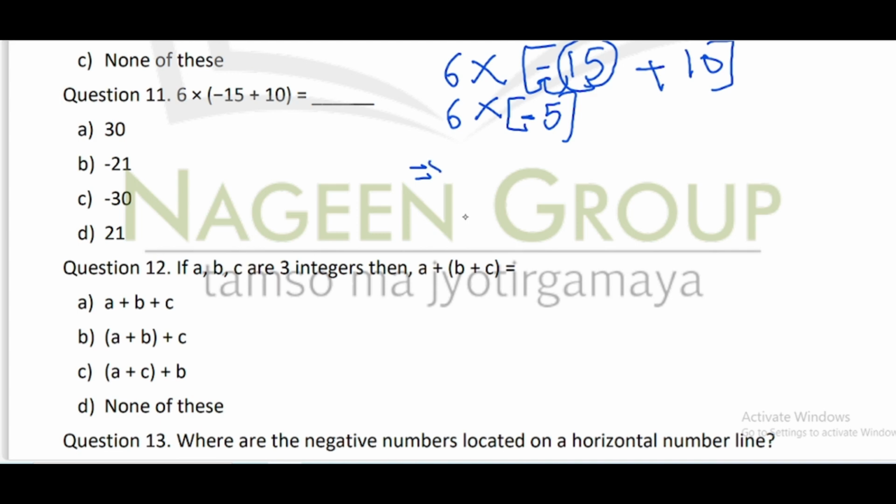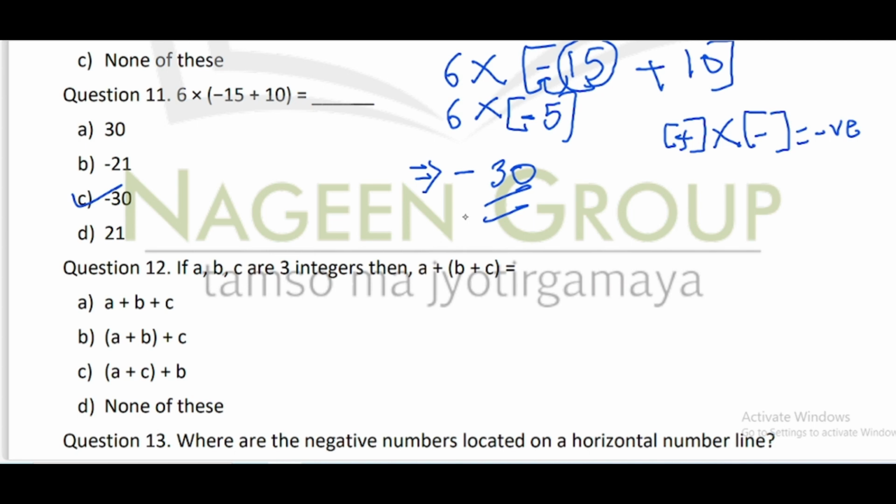Then if we multiply 6 by minus 5, first we multiply the symbols. The symbol of the 6 is positive, multiplied with the symbol of 5, which is negative. Then positive into negative is negative. Then the multiplication of the numerical values, 6 into 5, is 30. Then the right answer is part C.